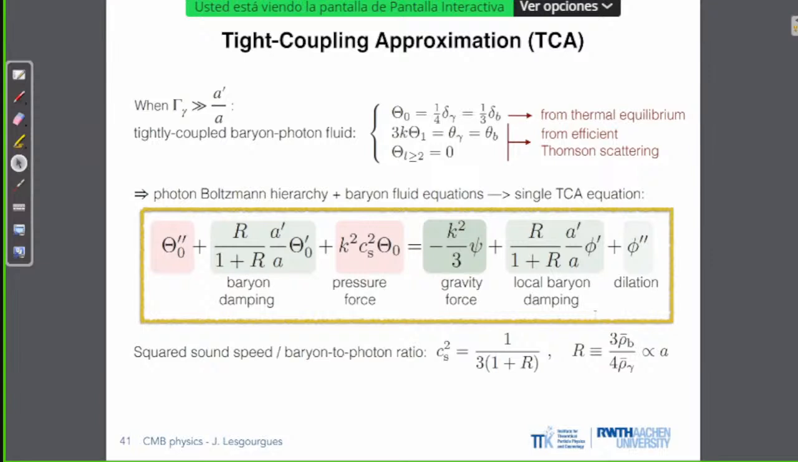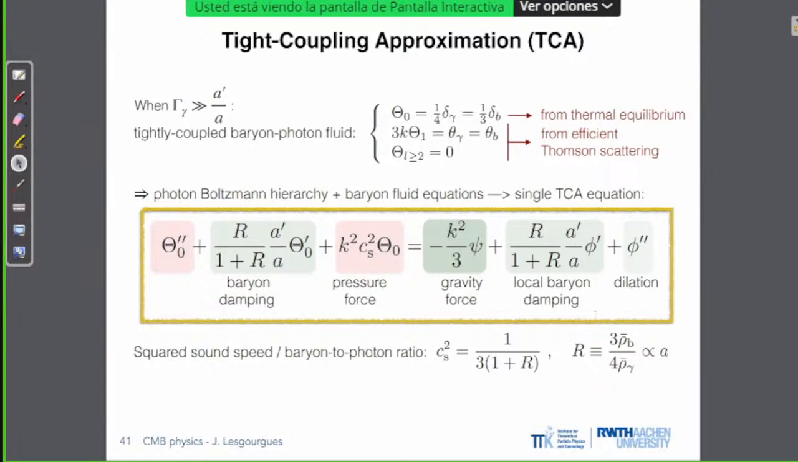This approximation is obtained when the Thomson scattering rate is much bigger than the Hubble rate. And then the photons and the baryons should behave as a single fluid because of mutual interaction. And so we expect that a single equation of motion will describe both of them at the same time. So the idea is to look at the individual equations of motion of baryons and photons, take this limit, and derive from them a single equation for the total. And it can be done. It's not very difficult. They are, again, detailed in my notes, as for everything in the lecture here.